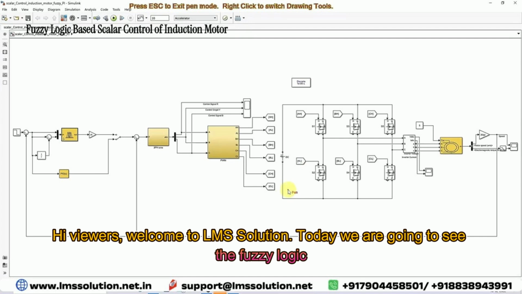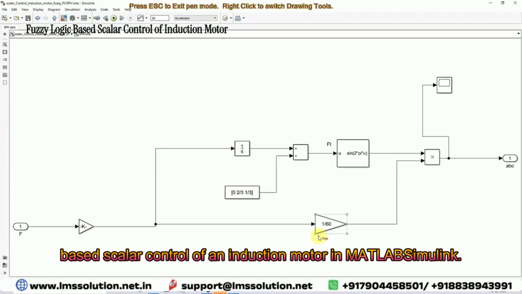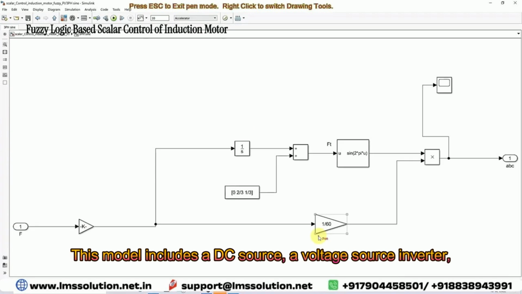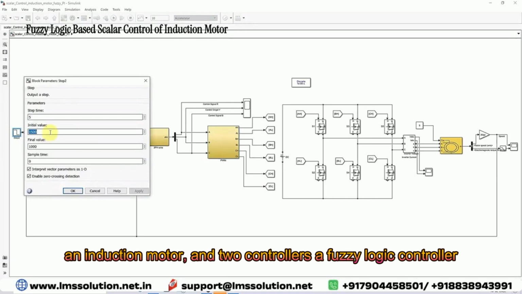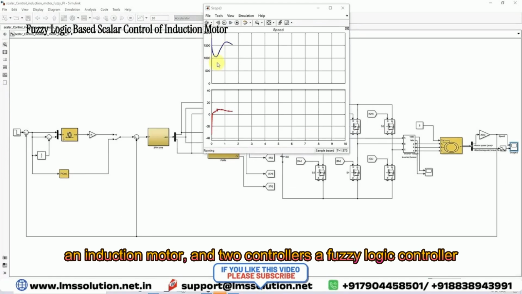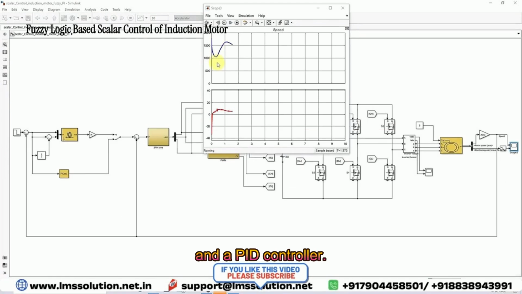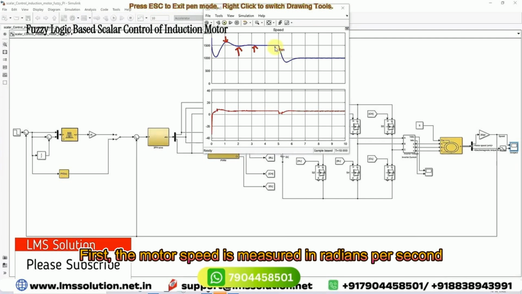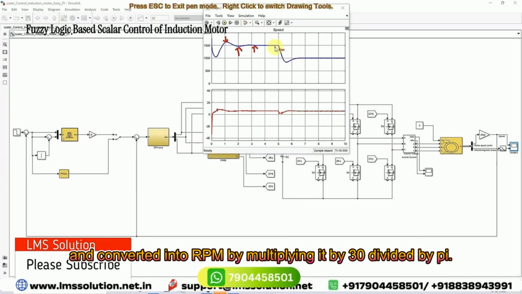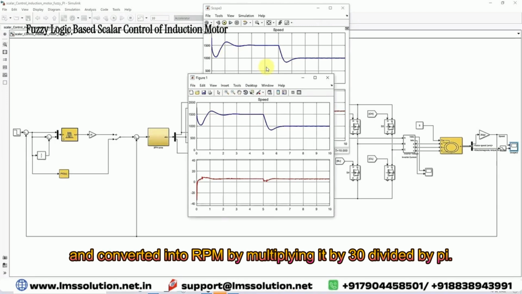Today we are going to see the fuzzy logic based scalar control of an induction motor in MATLAB Simulink. This model includes a DC source, a voltage source inverter, an induction motor, and two controllers, a fuzzy logic controller and a PID controller. First, the motor speed is measured in radians per second and converted into RPM by multiplying it by 30 divided by pi.